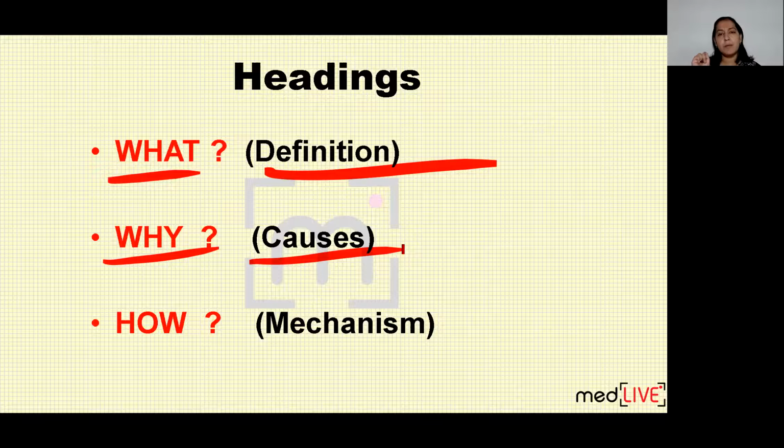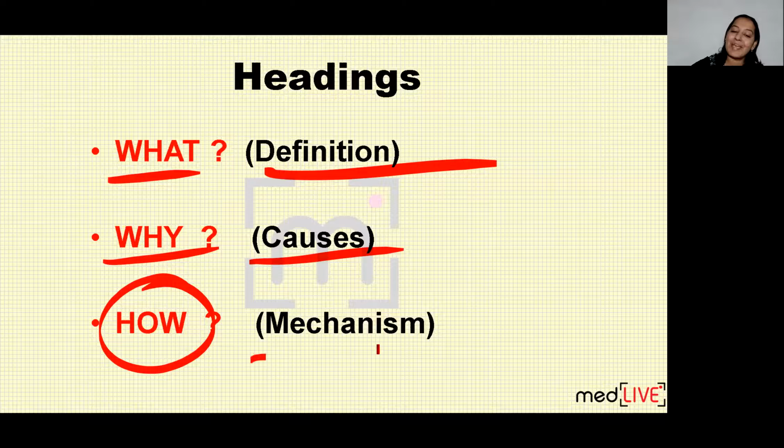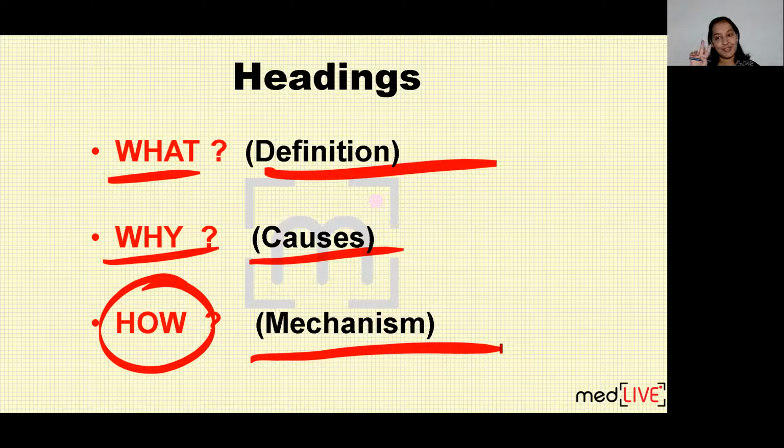And the most important thing for university exams as well as for MCQs for your exams: how does apoptosis occur? That is the mechanism of apoptosis. There are basically two mechanisms of apoptosis, the extrinsic mechanism and the intrinsic mechanism. I will be discussing both of them in this lecture.